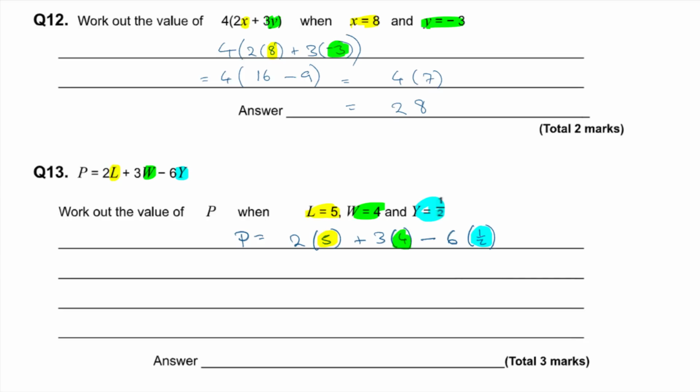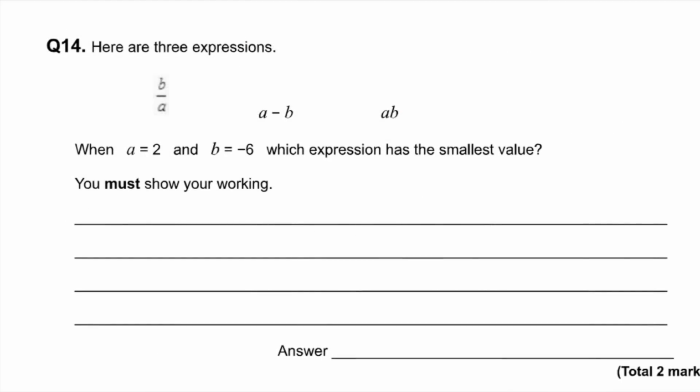Okay, so then once we've got the numbers in, then we can work them all out. So 2 times 5, that's 10, 3 times 4, that's 12, and minus 6 times a half, half of 6 is 3, that's going to be minus 3. So I've got 10 plus 12 minus 3, 10 plus 12 is 22, take away the 3, that's 19. That's my final answer. Question 14, here are 3 expressions.